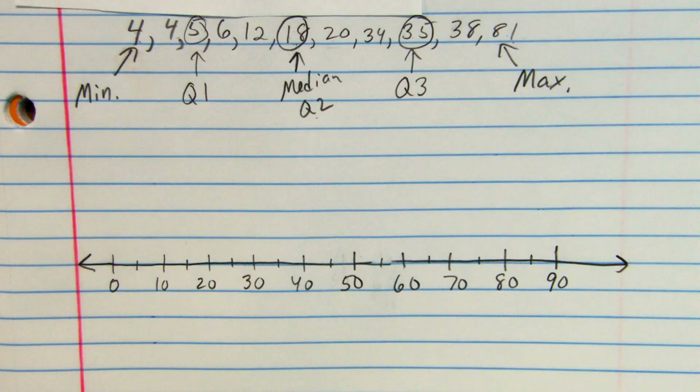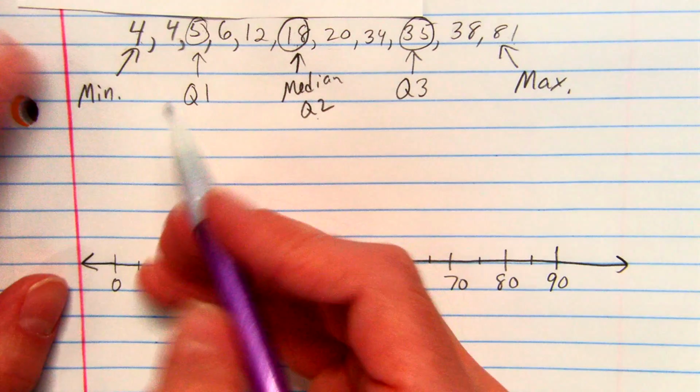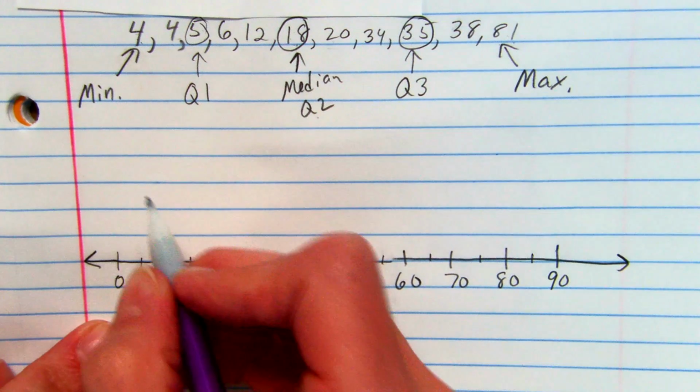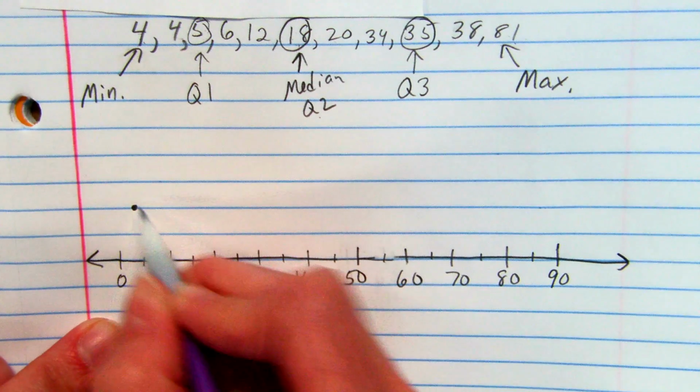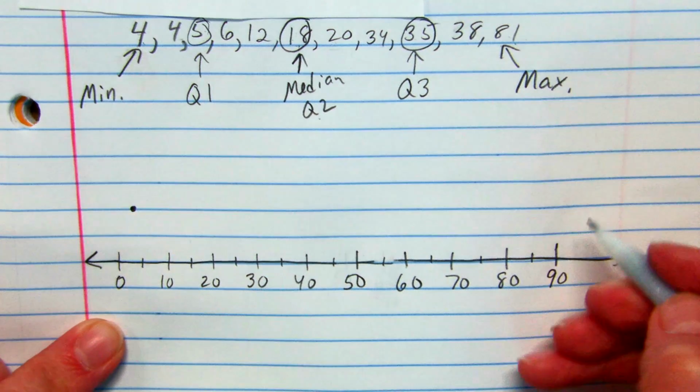All right, so when I draw these, I like to do the minimum and maximum first. Just sort of gives me the ends of my whiskers. So 4 would be down here, just a little bit smaller than 5. So I'm going to go up a couple lines and put that in. And then 81 would be over here.